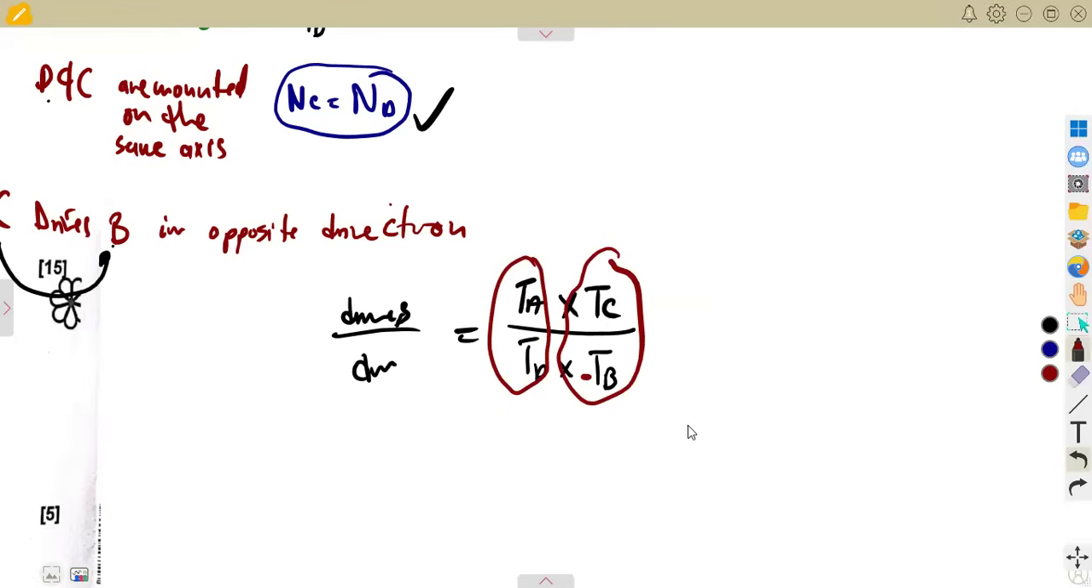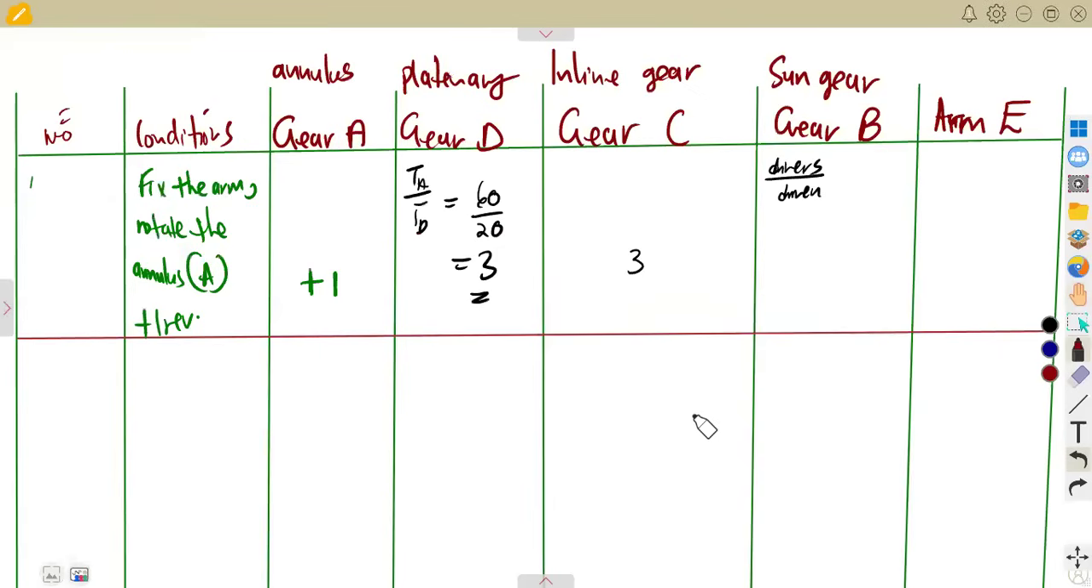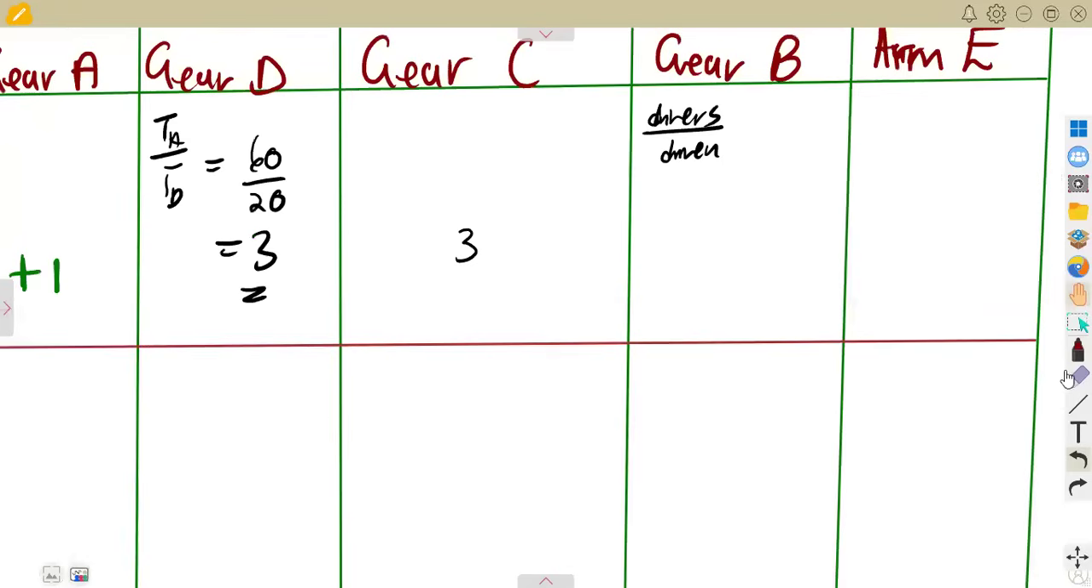That's how you can even have this formula written in the formula sheet, but that is what they are trying to present. So you saw it is the product of the drivers on top. That is TA over TD multiplied by another driver, C, driving B. So it's TC over minus TB, driven in the negative direction. TA over TD is the one that we already have, the 3 that we calculated before. So you're going to need TC over minus TB.